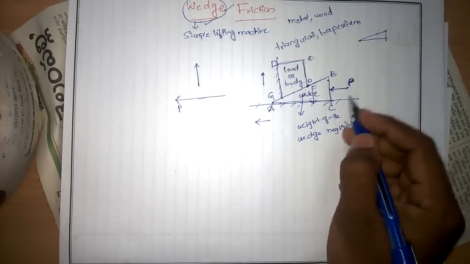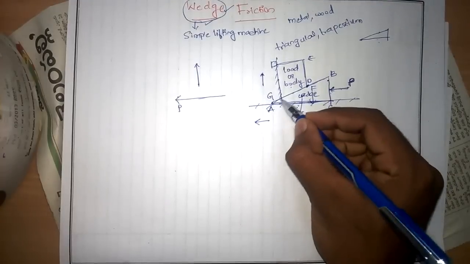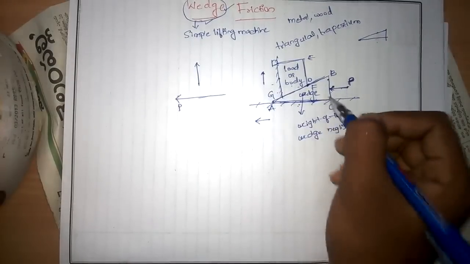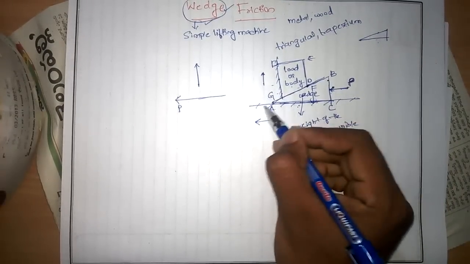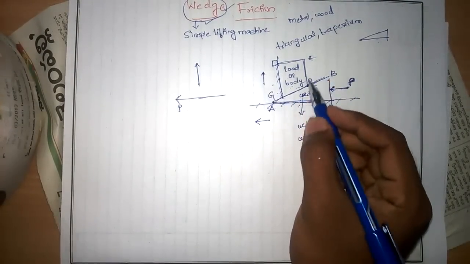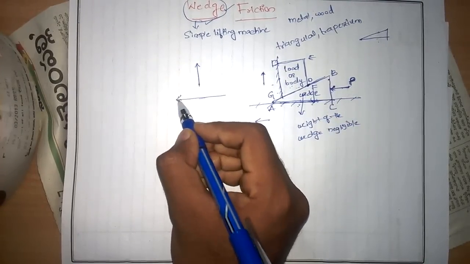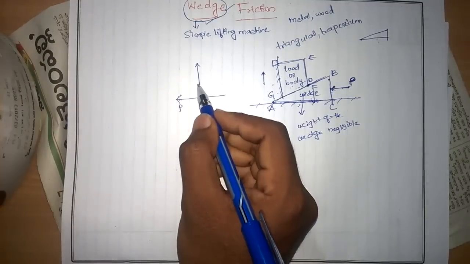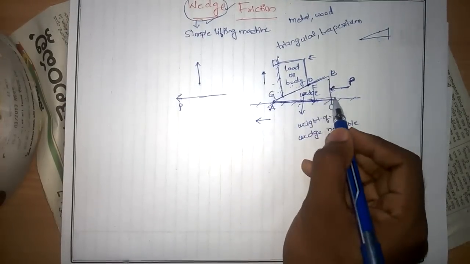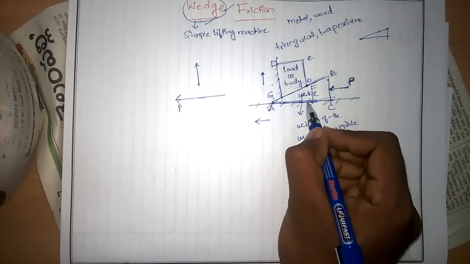Whenever this force P is applied, the wedge will be in contact with these surfaces, and the load body will be in contact with these two surfaces. The wedge moves towards the left side, and the load placed on it will have upward or downward movement. For horizontal motion we have this vertical motion. The body is in contact with the ground surface AC and with the body. The weight of the wedge is neglected.